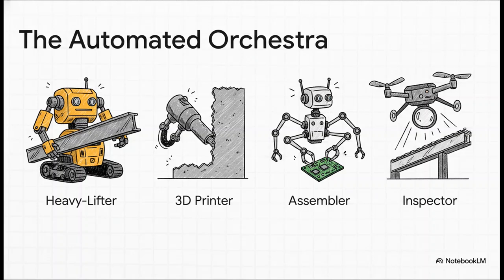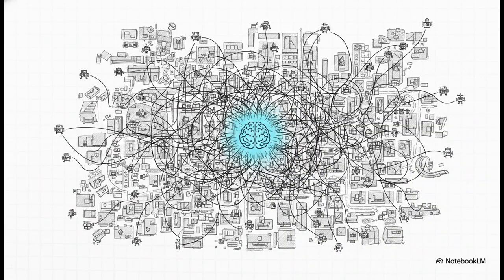You've got super precise assemblers for the delicate stuff. And you've got inspector bots buzzing around, making sure everything's up to code. Each one is a master of its own little job. I mean, just look at that. Trying to coordinate all those different bots is an unbelievably complex problem. In the world of robotics, they have a name for it, multi-robot task allocation, or MRTA for short.